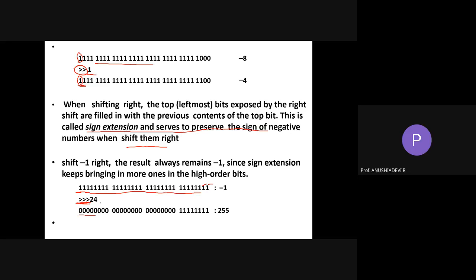Understood? So 24 times I'm shifting that -1. After that, I get 24 empty spaces, no? Those 24 empty spaces are filled with 0. So then I will get a positive number. What is the decimal representation of this binary number? That is 255. Got it?